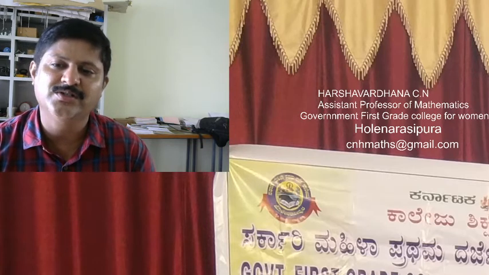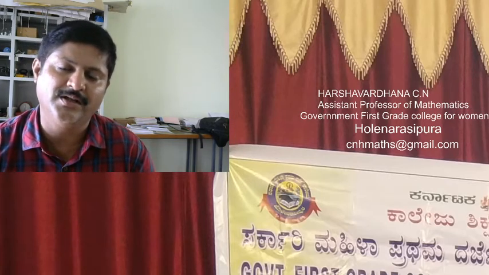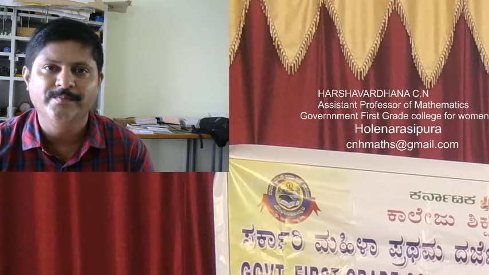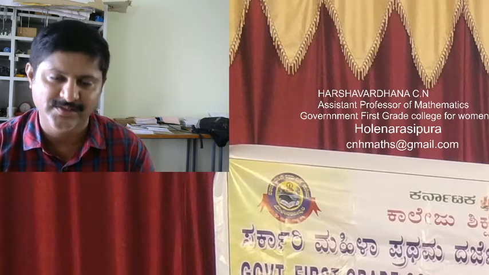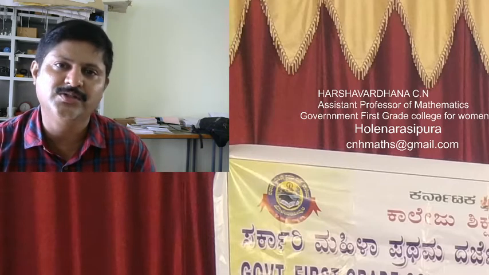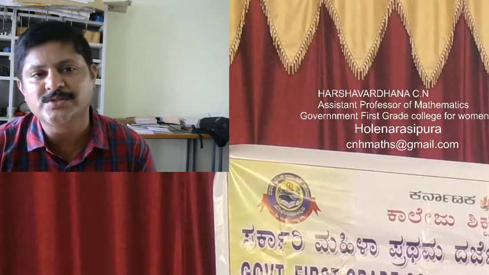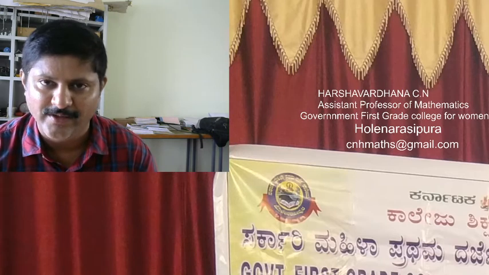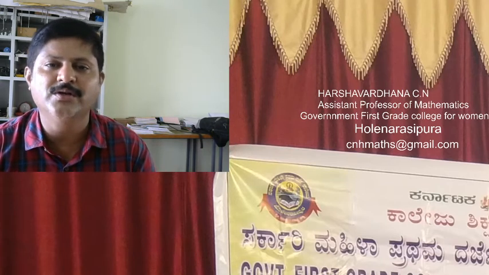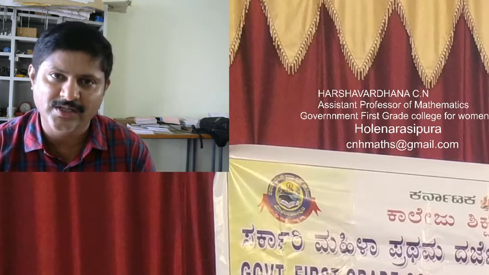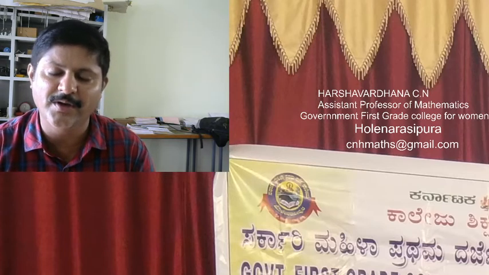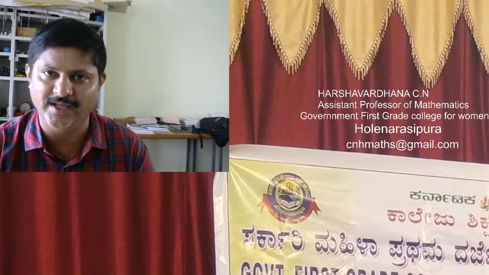If z equals x plus iy is a complex number, then z bar equals x minus iy is called the conjugate of the complex number z. If z equals x plus iy, then z bar equals x minus iy. For example, if z equals 6 plus 7i is a complex number, then the conjugate of 6 plus 7i is z bar equals 6 minus 7i.